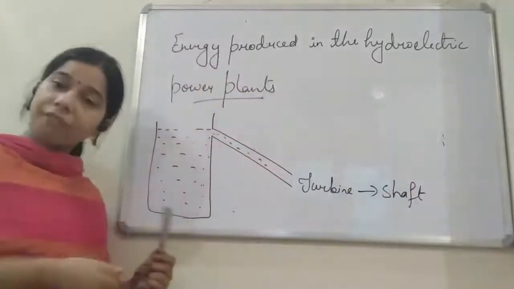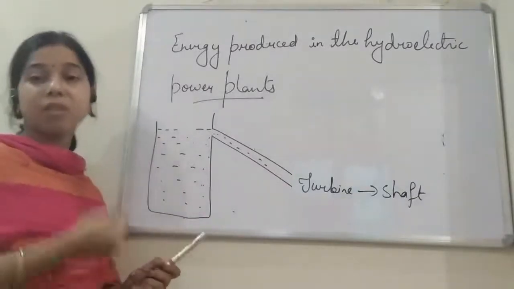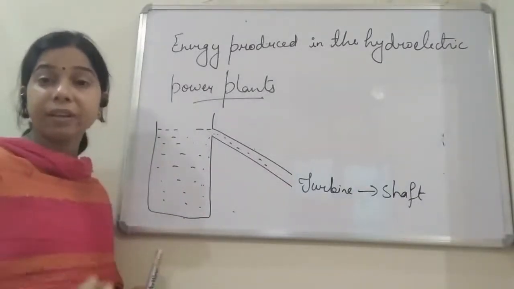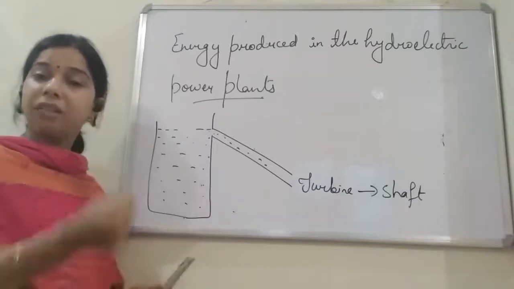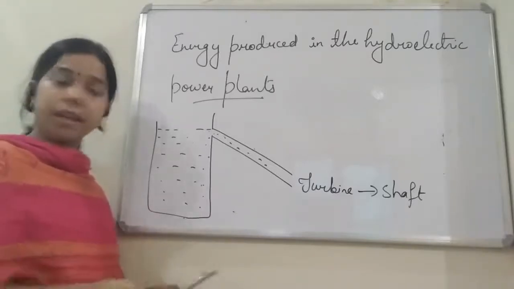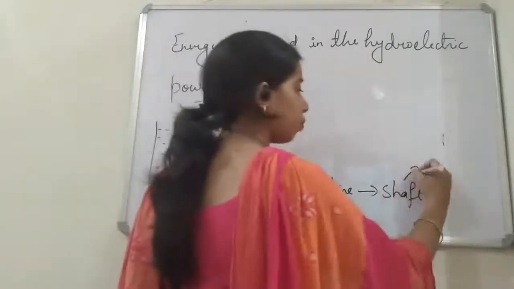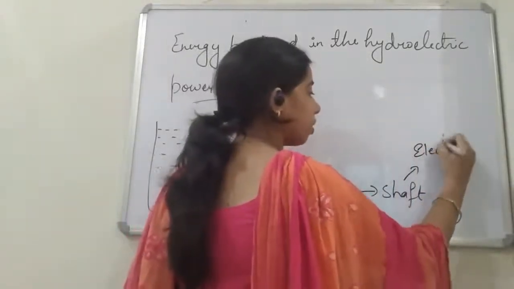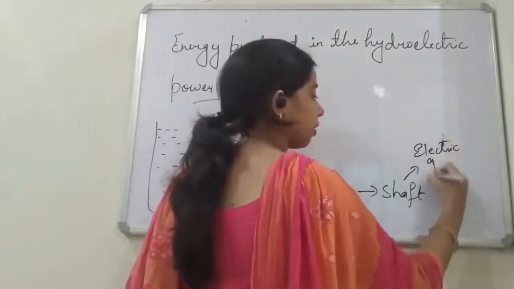Okay, so the shaft also starts moving, and the shaft is connected to the electric generator, and this generator helps in generating the electrical energy. So the shaft is connected to that of the electric generator.